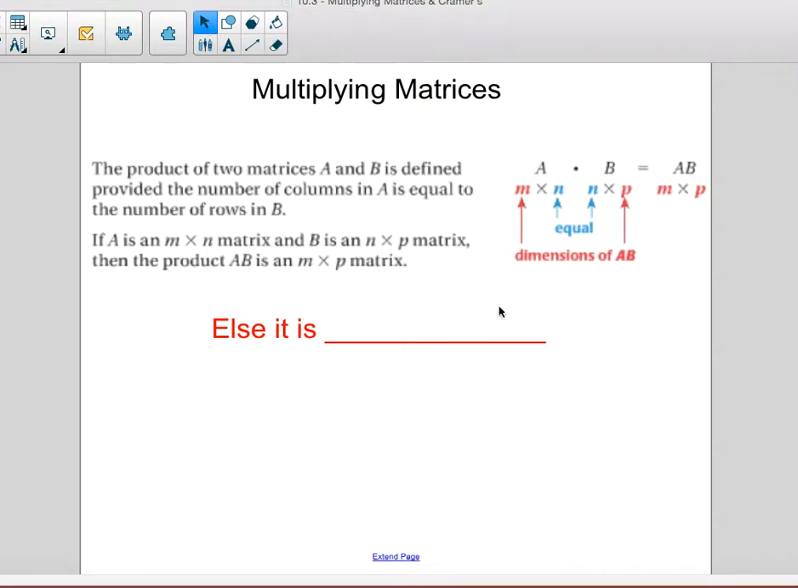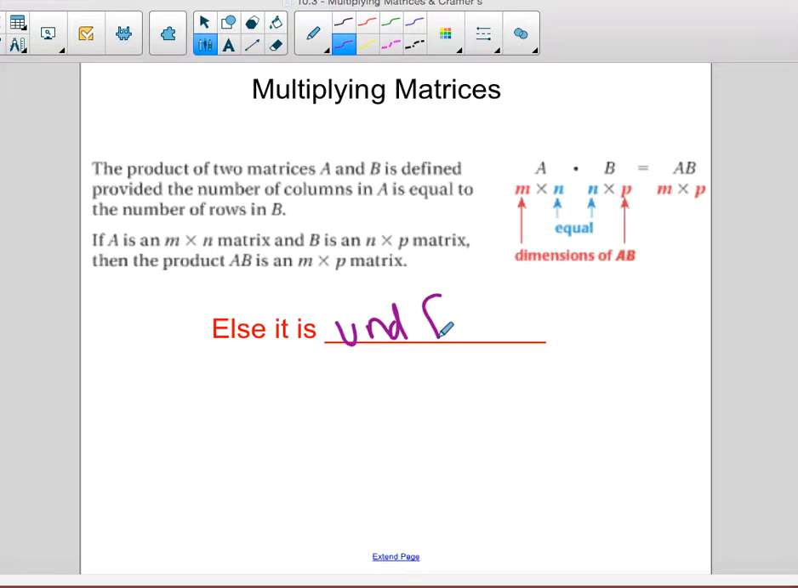And most of the time you can't do it, right? You can only do it if the number of columns in A, the number of columns in the first matrix, is the exact same as the number of rows in the second matrix. That's the only way you can do it. If the number of columns in the first one does not match the number of rows in the second one, that's what we call undefined. We use that word a lot in math, and it works here as well. So you wouldn't have to do the problem. You just say that the operation of multiplying is undefined because you can't do it.